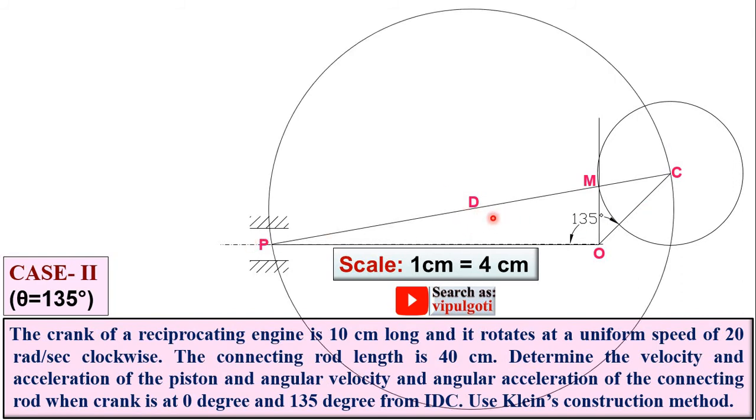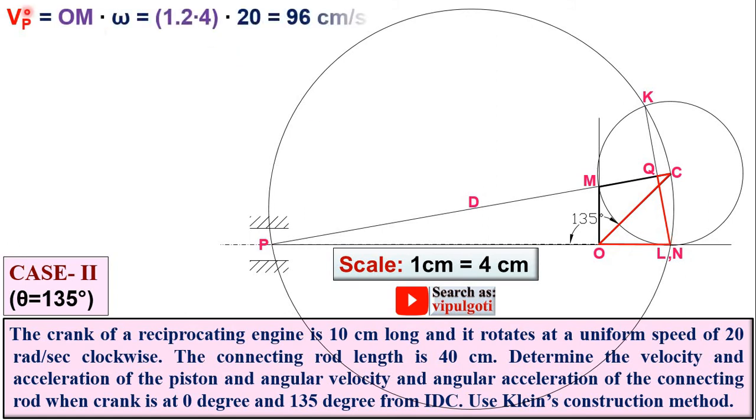Then draw the circle with D as center and DC as the radius, which will cut over here. Give the names as K and L. Join these 2 points, which will cut the connecting rod. So give the intersection point as Q. Now extend the line of action of the piston, which will cut this KL. So give the name as N. So here OCM is the velocity diagram and CQNO is the acceleration diagram.